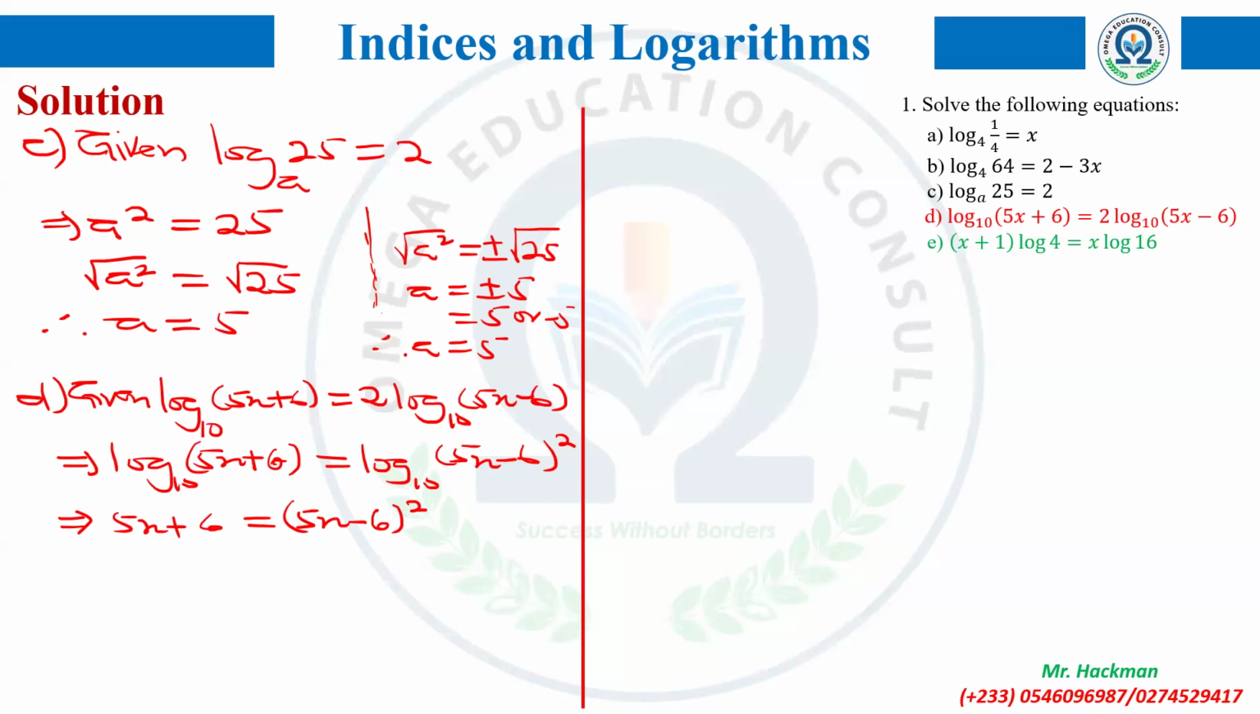Now at this point, you no longer have log in it. So it's like your normal equation, and you should be able to solve. So here, we expand the side and combine like terms, if any. So now we are going to get 5x plus 6 is equal to, this one squared will give us 5x all squared, which will give us 25x squared. Is that clear?